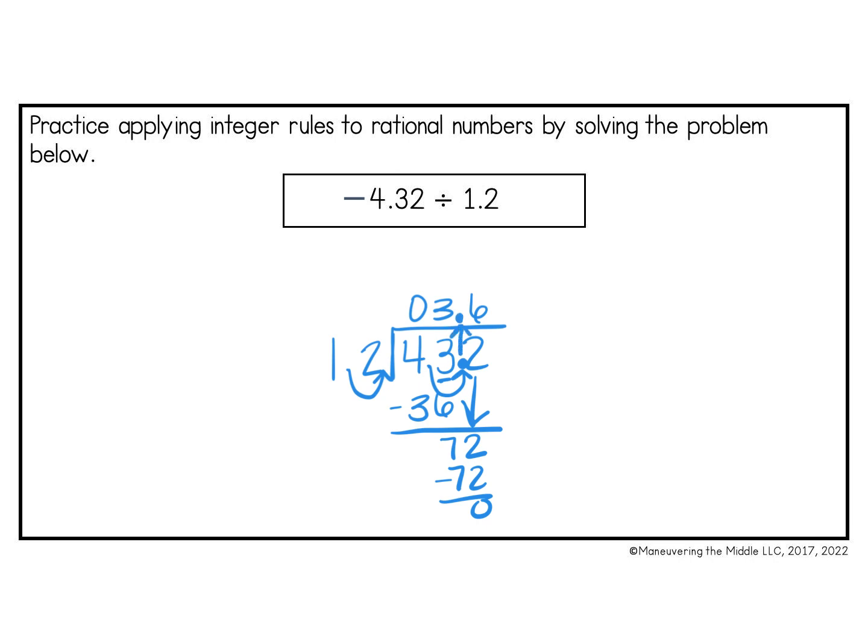And I'm going to take a look at my signs. I had a negative and a positive. Since the signs are different, my answer is going to be negative. So it's negative 3 6/10.